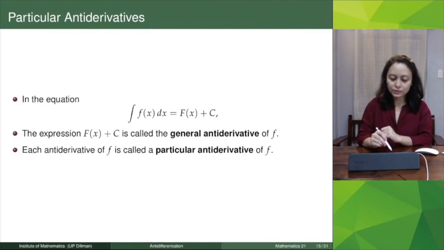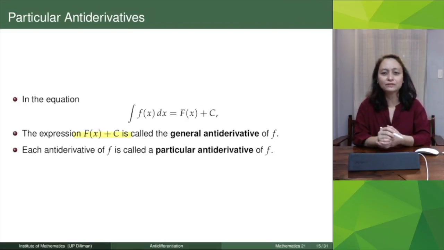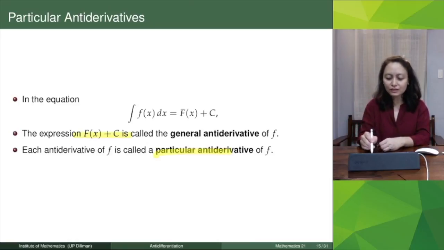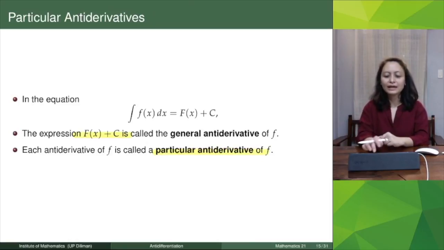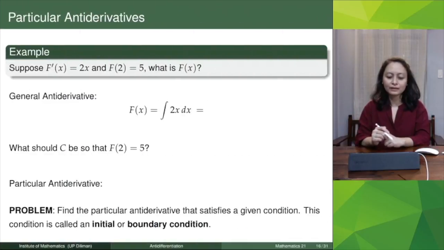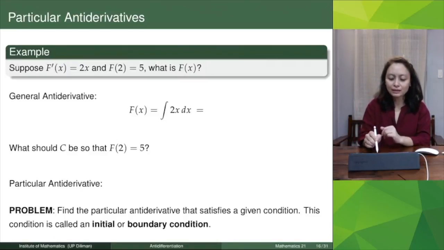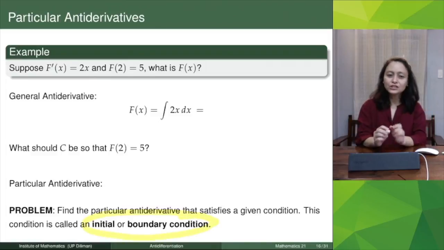Alalahanin, sabi natin, f of x plus c is called the general antiderivative of f. And then each antiderivative of f is called a particular antiderivative of f. Okay, ano yung particular antiderivative? We give a specific value for the constant. And how do we find that constant? We use what we call an initial or a boundary condition.